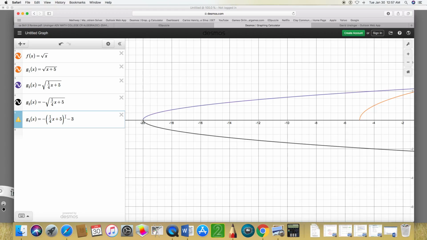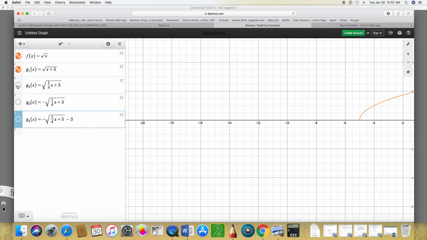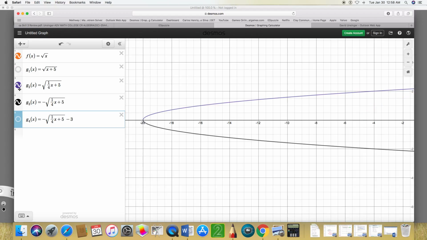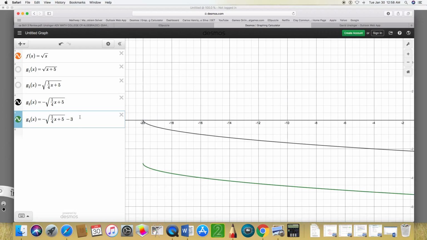I could just say 1/2 here. That's the same as the square root, but here, let's just delete it and do square root 1/4 x plus 5. And so, you can see that we built it up. Shift to the left, a horizontal stretch, a reflection, and then down. And that's our final answer. So it all checks. All right.